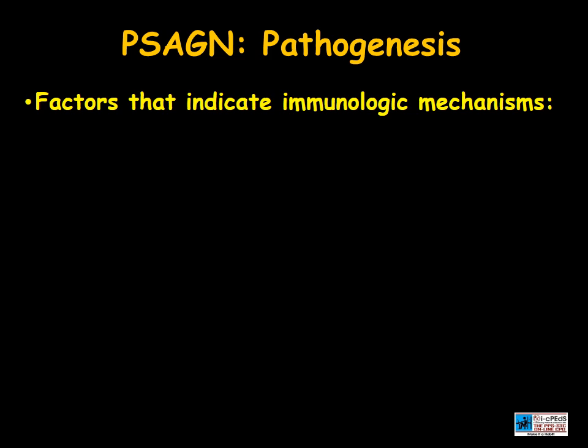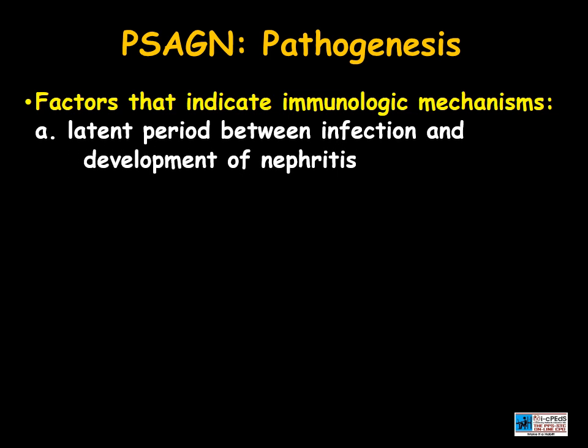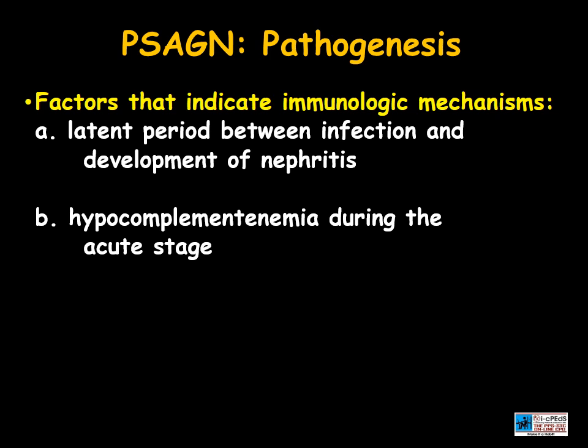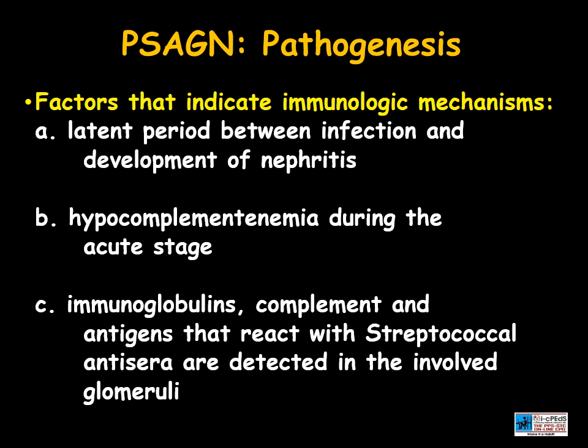But there are several factors that may indicate the immunologic mechanisms of AGN. 1. The presence of a latency period between infection and the development of nephritis. 2. Hypocomplementemia during the acute stage, and the presence of immunoglobulins, complement, and antigens that react with streptococcal antisera are detected in the involved glomeruli.